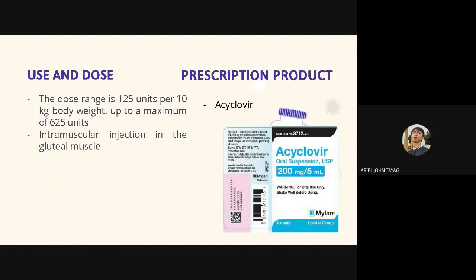So for the use and dose, the dose range is 125 units per 10 kilogram body weight up to a maximum of 625 units. It is administered by intramuscular injection in the gluteal muscle or in another muscle mass. For the prescription product, we have aciclovir.